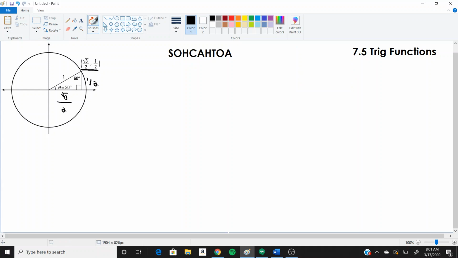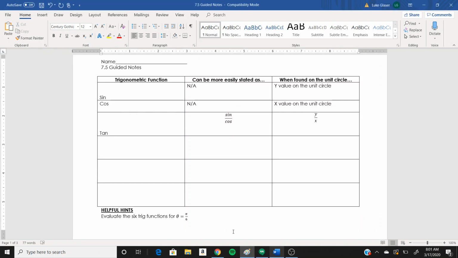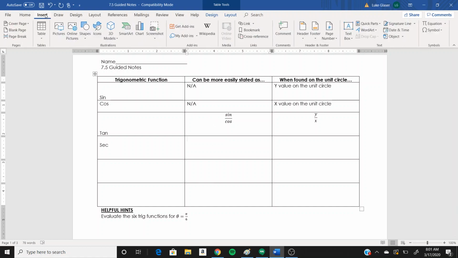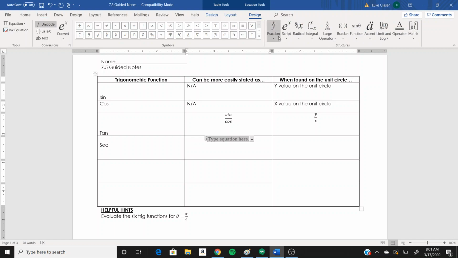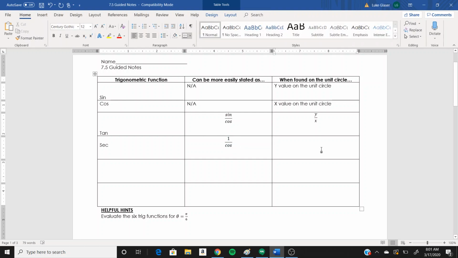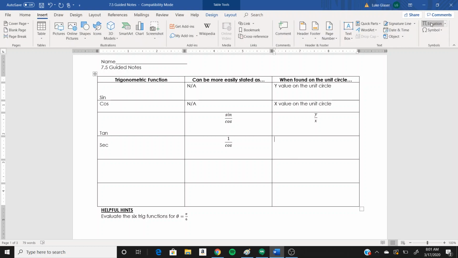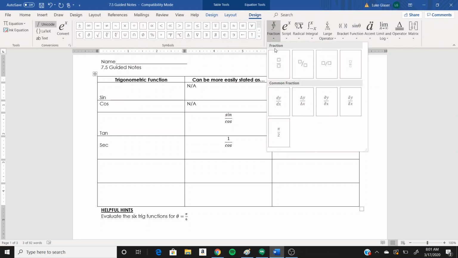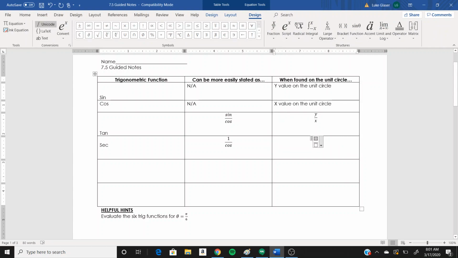And the first one we're going to learn is secant, or SEC. I'm going to go ahead and put that in this chart here. Now, secant is the same thing as 1 over cosine. So when you're looking at it on the unit circle, remember cosine is x, so whenever I ask you for the secant of an angle, you can just look for 1 over whatever the x value is.